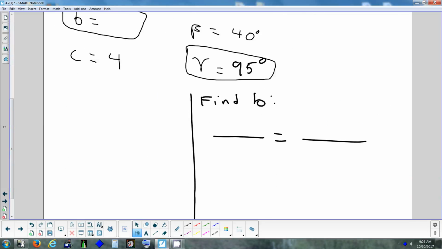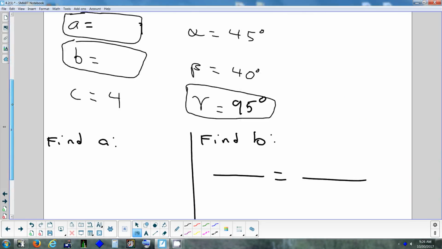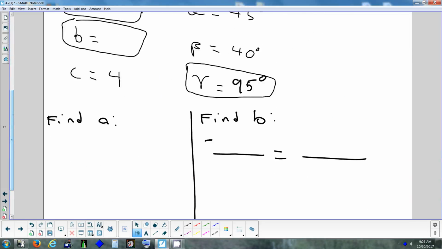Can you tell me the proportion you had to find B? Sine of 40 over B equals sine of 95 over 4. Perfect. Sine of 40 over B equals sine of 95 over 4. Now, did anybody have it switched? Like they had the sine 95 over 4 on the left and the sine of 40 over B on the right? Yep, that's fine too.